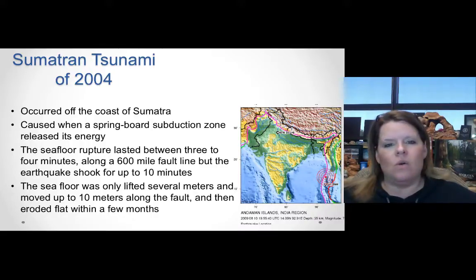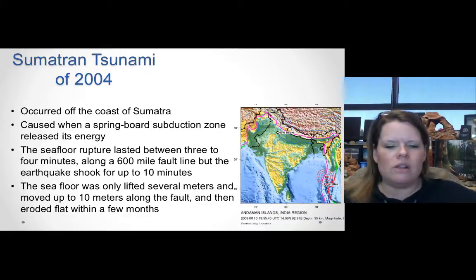And this thing was huge. It was a 9.15 on the Richter scale. So it's not even Richter. There's another scale called moment magnitude for large earthquakes like this one.